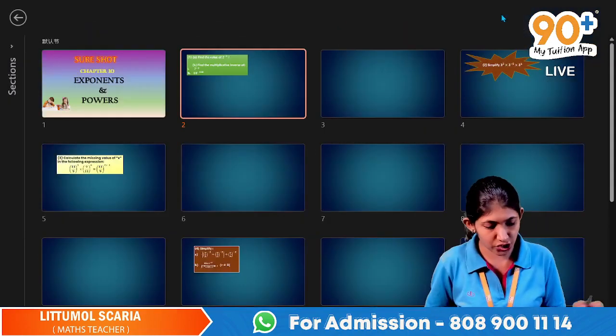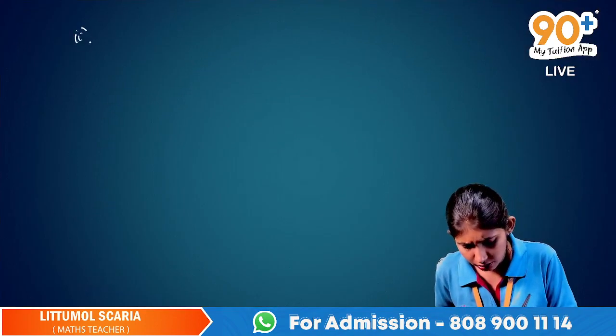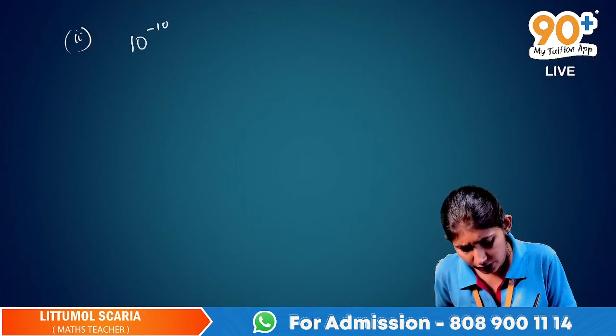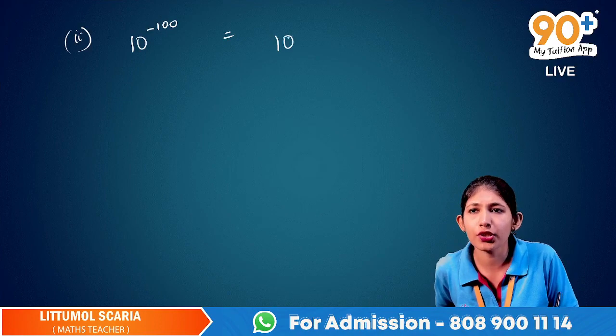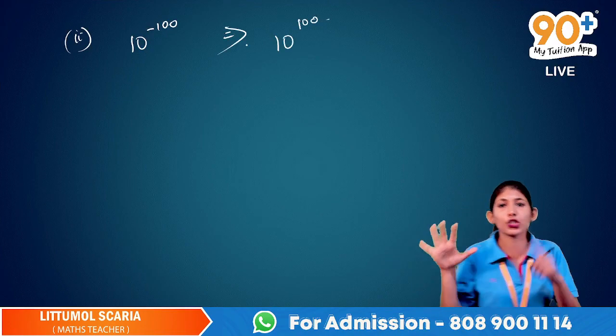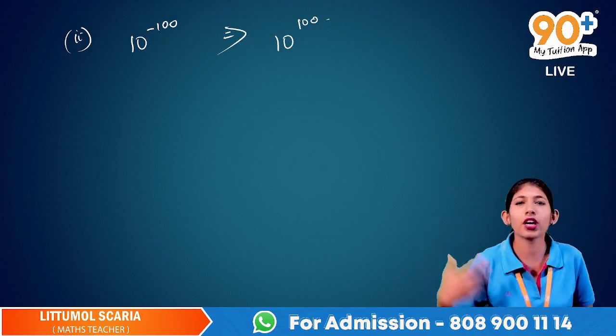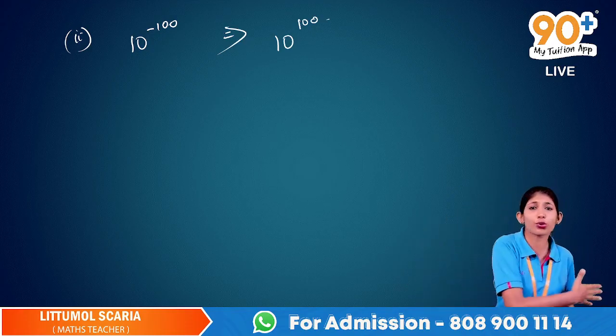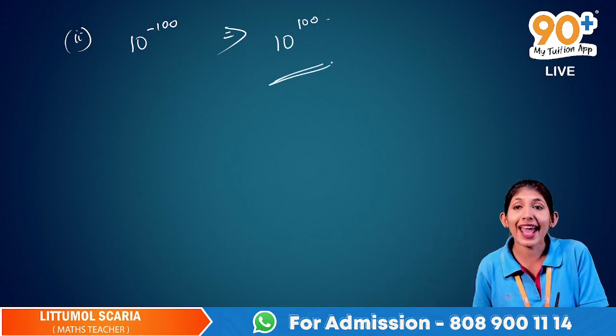Similarly, the second question, same symbol, 10 to the power minus 100. Your final answer will be 10 to the power 100. Multiplicative inverse will be 10 to the power 100. Since it cannot be written out in full as 1 followed by 100 zeros, you can stop it here.